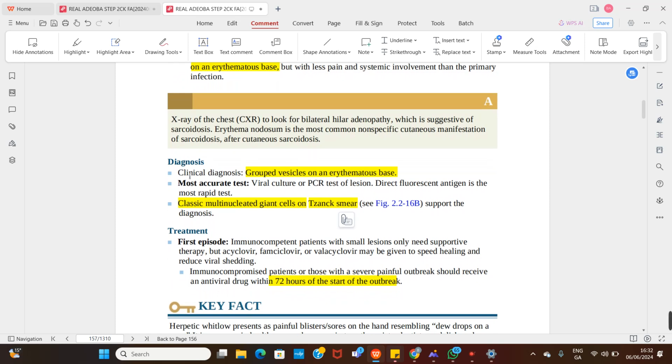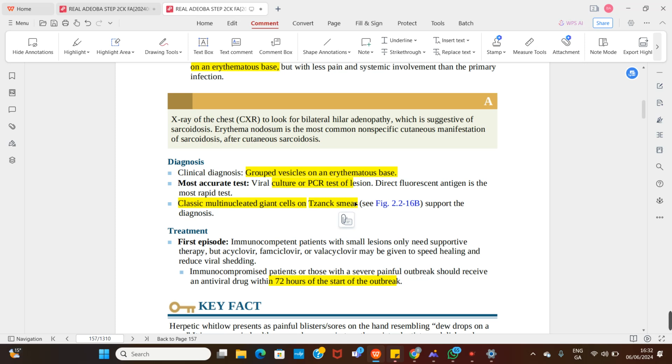The diagnosis of type 1 and 2 is clinical, right? You just see the grouped vesicles on an erythematous base, right? Either in the lips, the oral mucosa, the buccal mucosa, the palate, or the genital areas. And how do you make the diagnosis? The most accurate one is to do your culture or your PCR analysis. We have talked about that, right? Your PCR analysis and your culture will tell you definitively if it's type 1 or type 2, right?